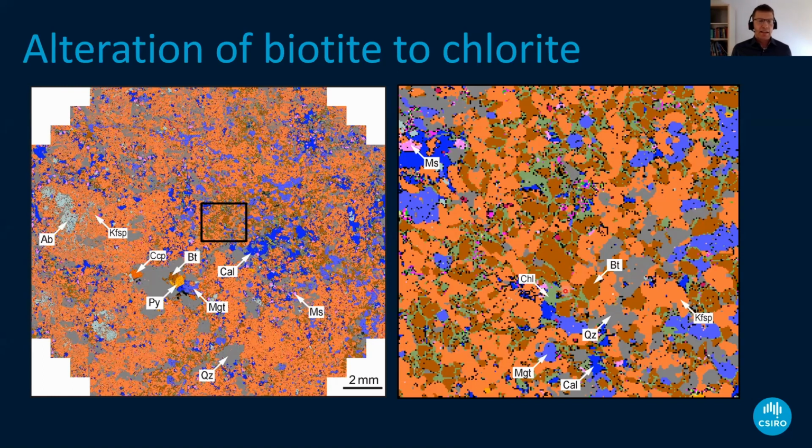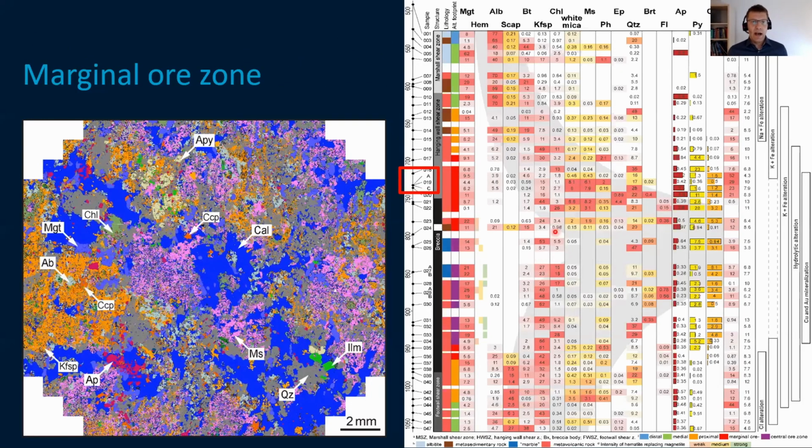Let's have a look at another sample that's a close-up from this one here, and this really stresses the timing relationship that you see during petrography. You see here brown biotite cross-cut by chlorite, basically chlorite replacing biotite. And this is probably one of the most abundant observations in petrography in drill samples from Ernest Henry. And we'll come to that.